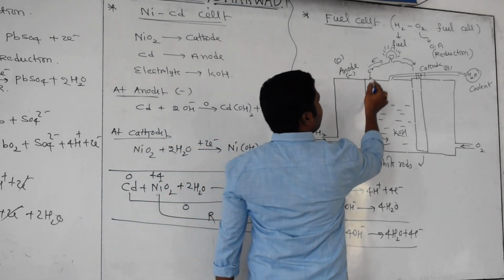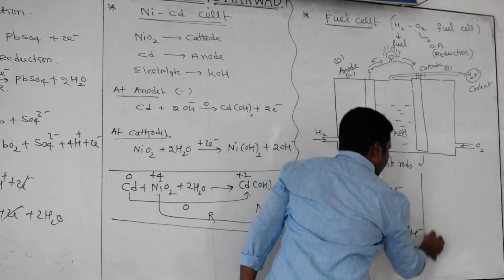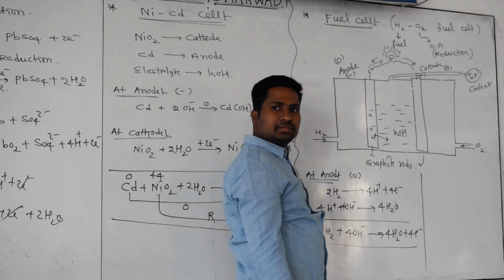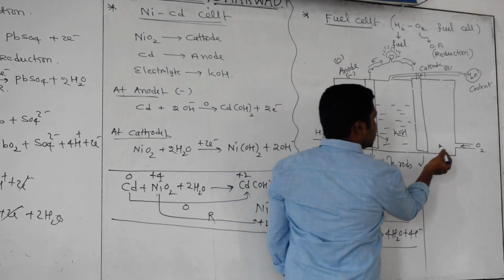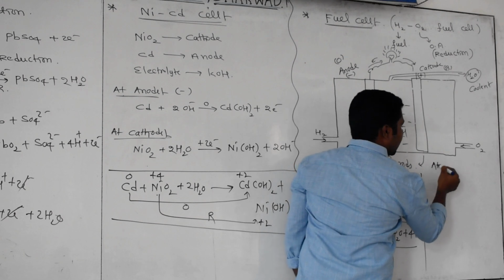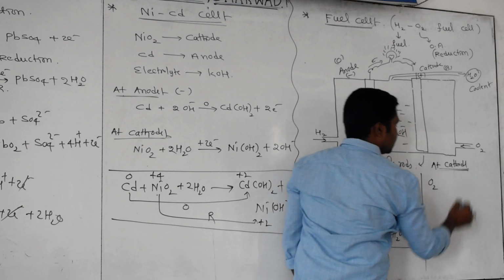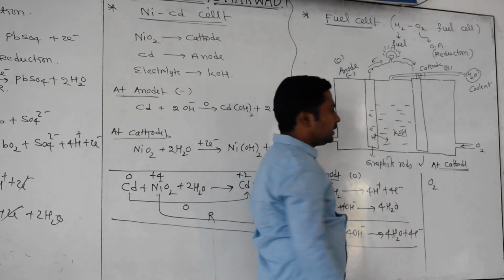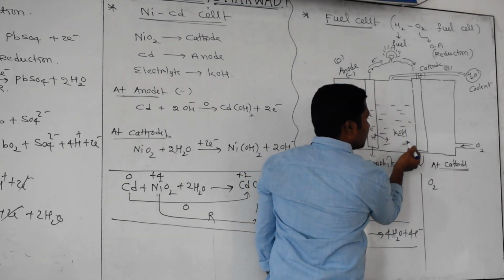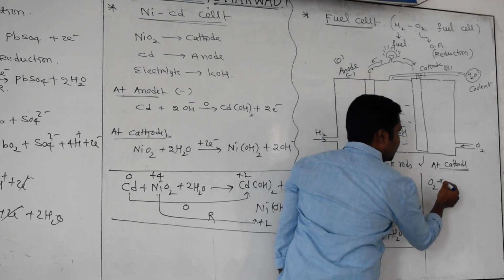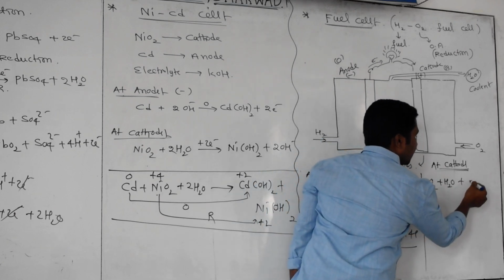Finally, we are getting the electron moving like this. But what is happening at the cathode? Reduction will be happening. I am writing here: at the cathode, oxygen will try to receive electrons. How? It will contact with which one? Aqueous, meaning water will be there already. They will receive the electrons.